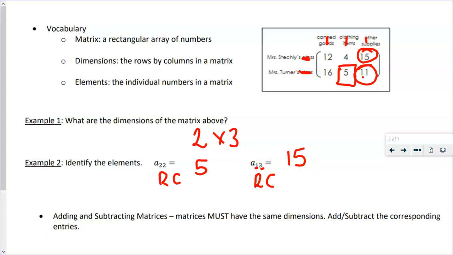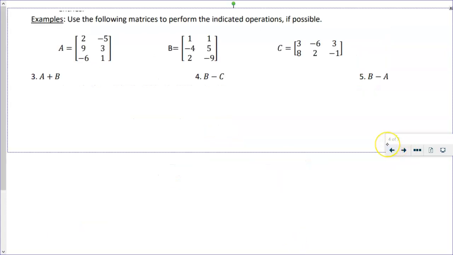Okay. Now, we're going to learn how to add and subtract matrices today. Just so you know, to be able to add or subtract matrices, they must have the same dimensions. They must have the same shape, okay? Add and subtract the corresponding entries. That means that when I am adding and subtracting, each number has to correlate with the other number in the same place. So they've got to be in the same shape, okay? If they're not, you cannot add them.